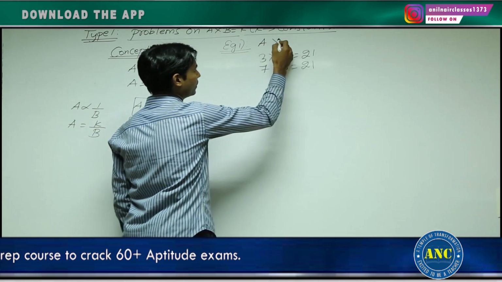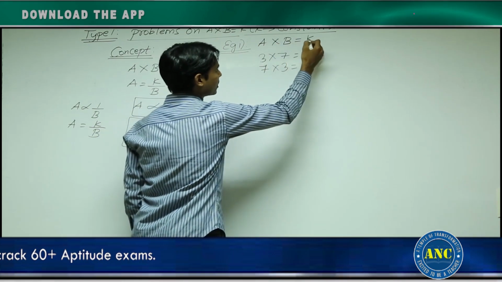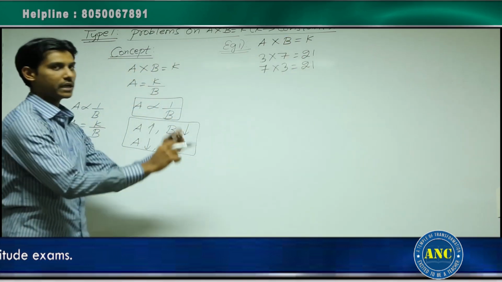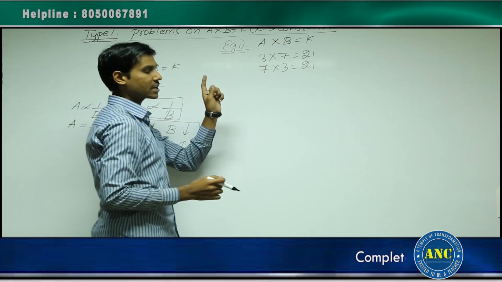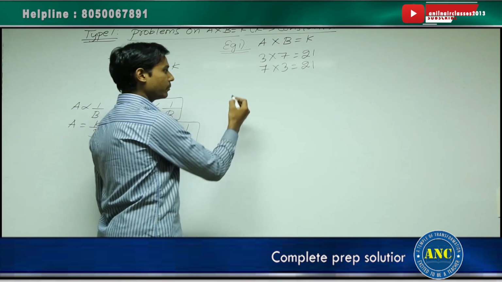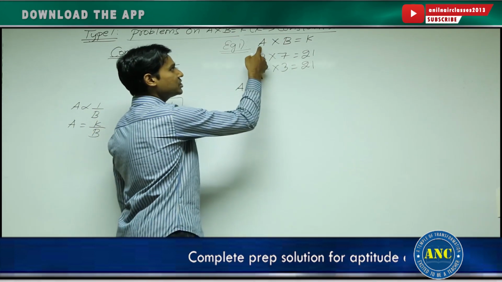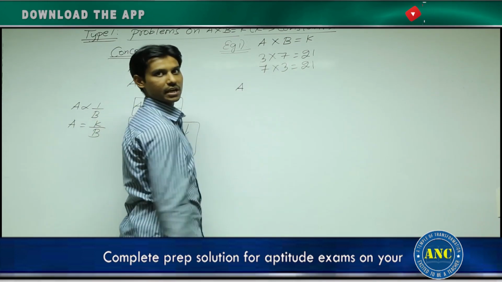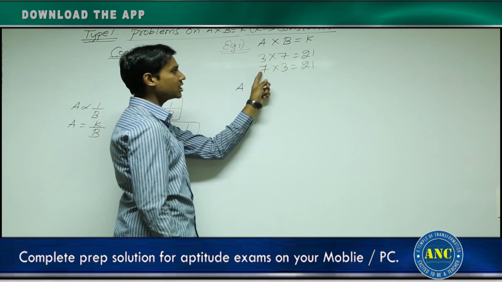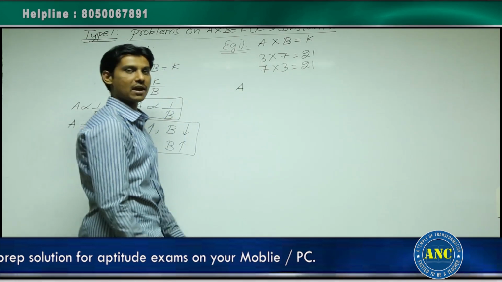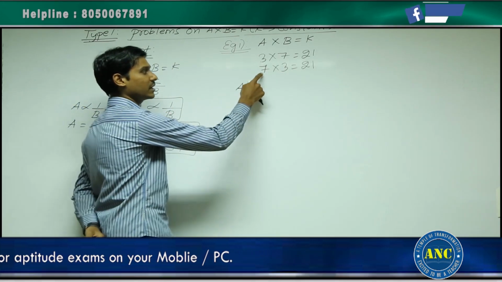Listen to this carefully. If you understand this first example, it is very simple. A into B equal to K. First I am talking in terms of A. Initially A value was 3. Finally A is becoming 7. Right?